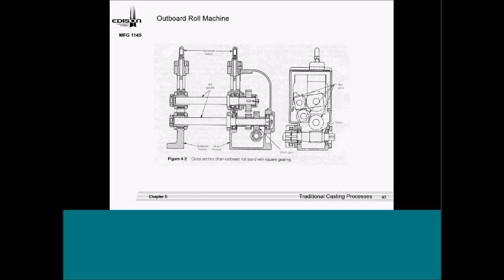And again, this is what we're showing. We have a video showing these cross sections of an outboard roll stand with square gearing. You can see the roll spindles and the micrometer screws. This is an old type machine, but you have the micrometer screws up here to adjust for various sizes.